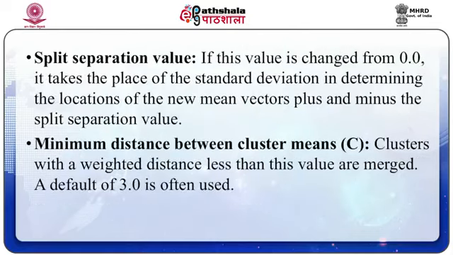Split separation value. If this value is changed from 0, it takes the place of the standard deviation in determining the location of a new mean vector, plus and minus the split separation value. Minimum distance between clusters. Clusters with a weighted distance less than this value are merged. A default of 3 is often used, as shown in figure number 7 below.